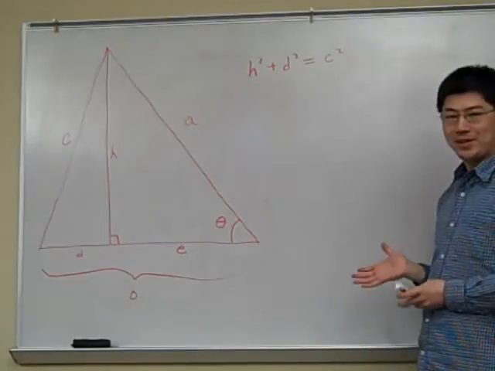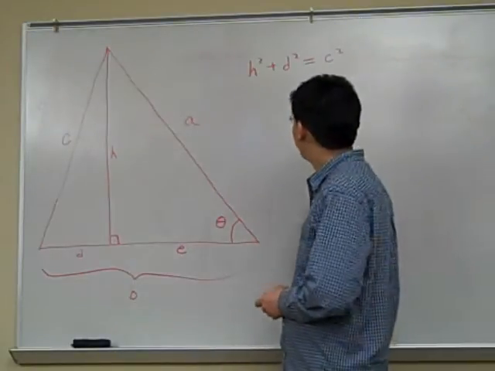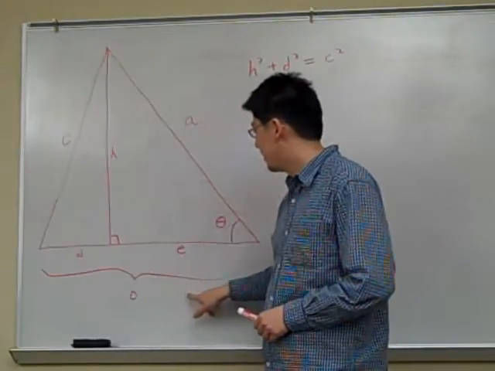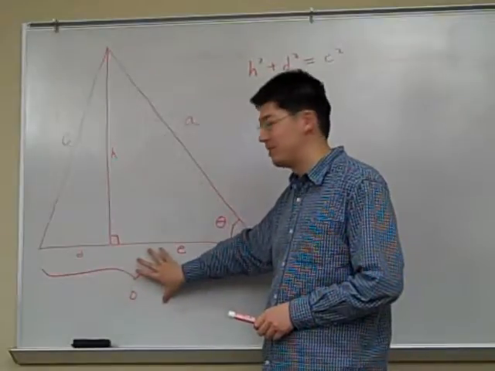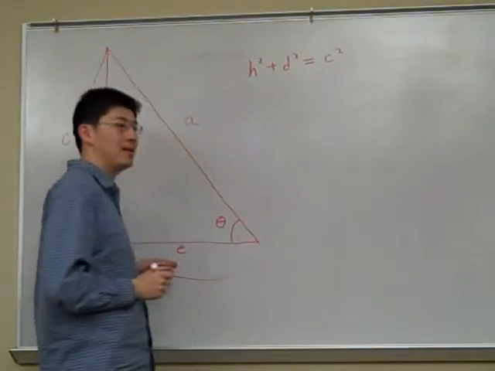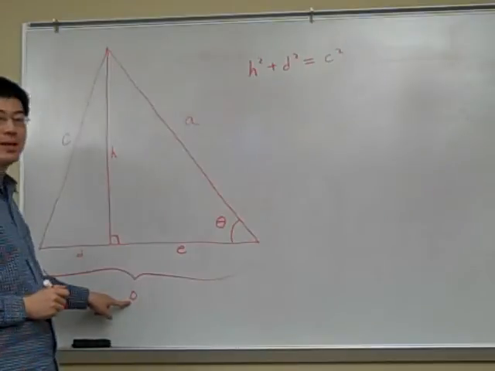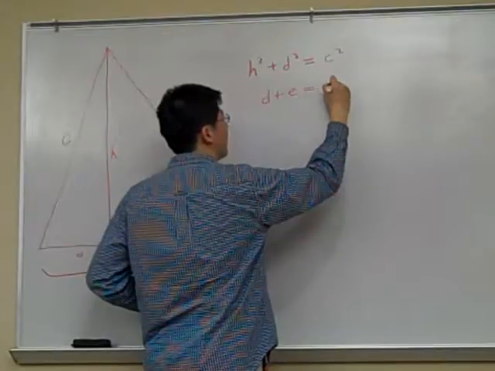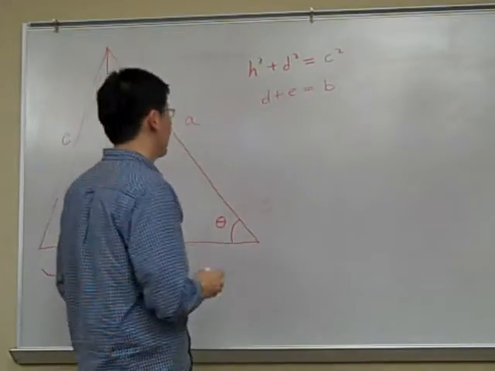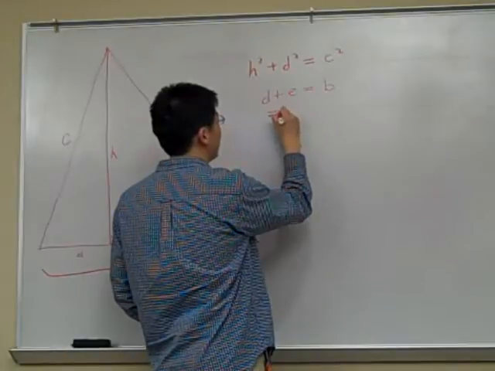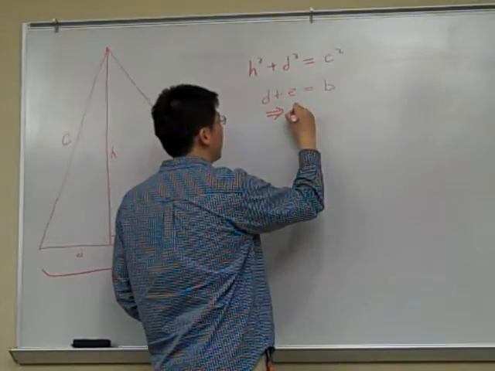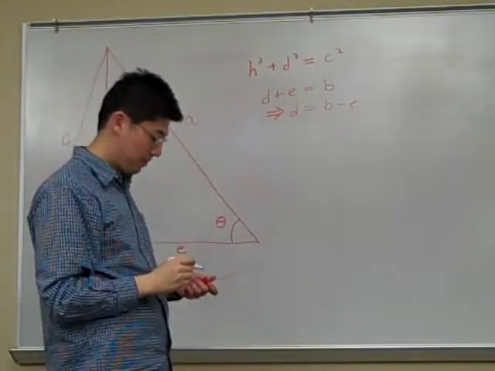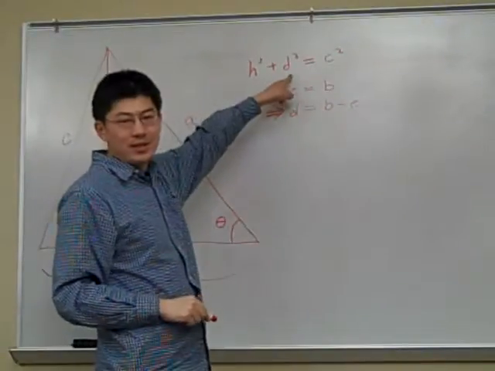Now, how can we actually simplify this? Well, we want to put this in terms of B. The first thing we notice is that D can be expressed in terms of B and E, because D plus E is going to give us B. So D plus E is equal to B, and if we manipulate this algebraically, this gives us that D is equal to B minus E.